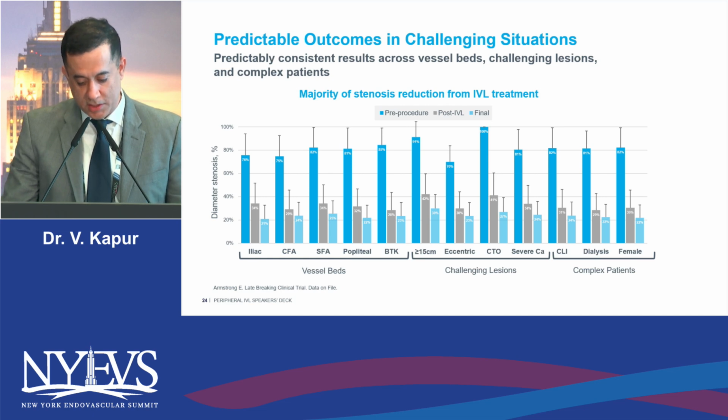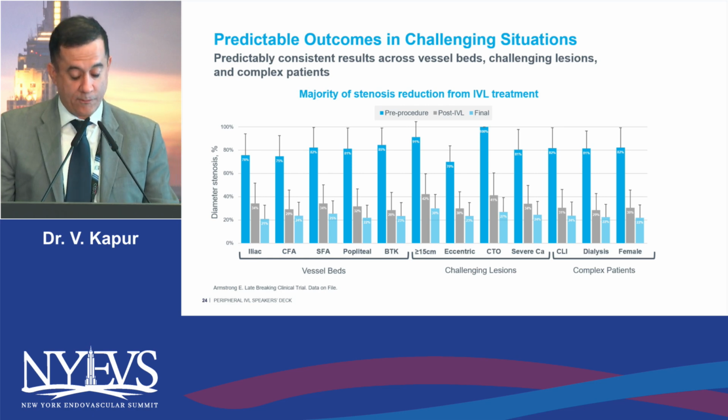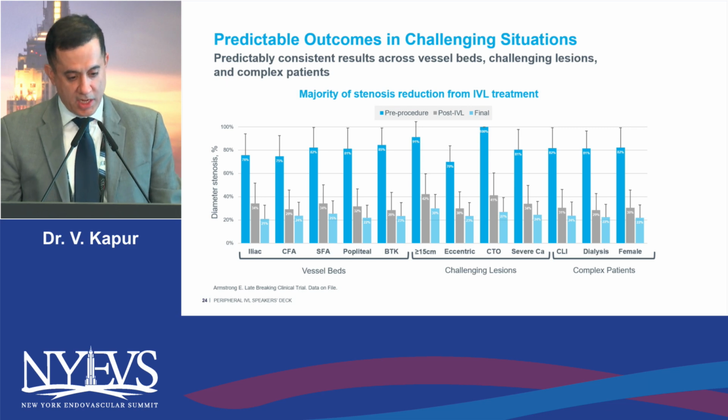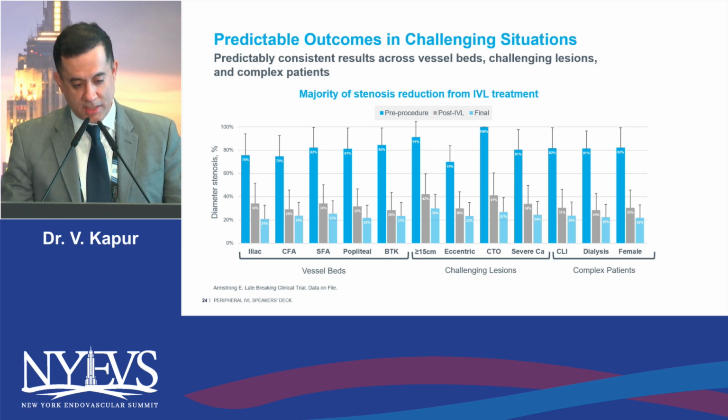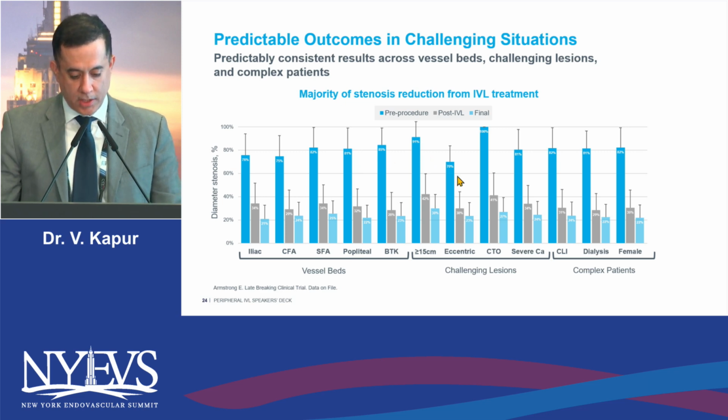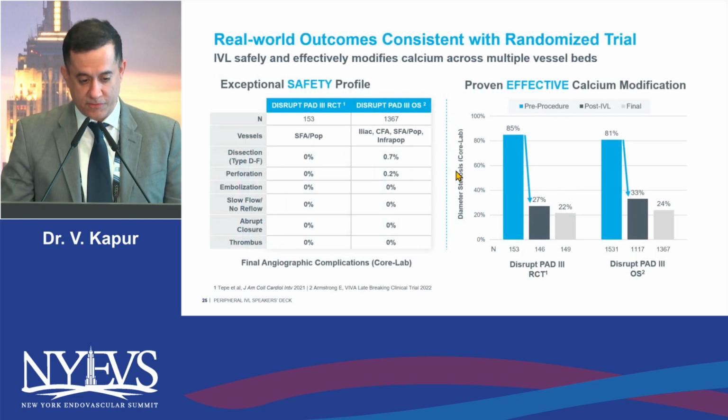So if you look across the spectrum of various vessel beds, the lithotripsy arm performed consistently well, whether it be the lesions, the vessel beds we talked about, or the complexity of the patients. Looking from iliac all the way down to below the knee, you can see the blue IVL arm doing much better as compared to the comparator arm, and so for the below the knee as well.